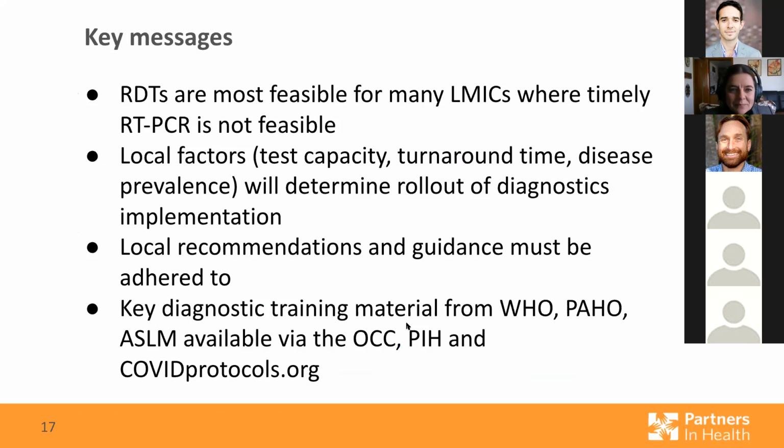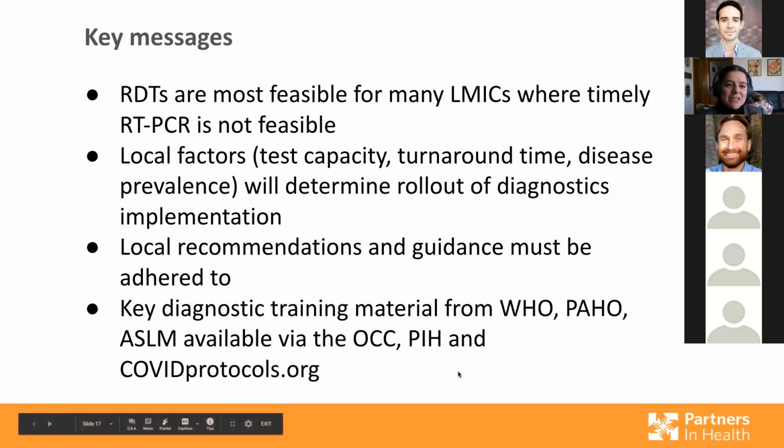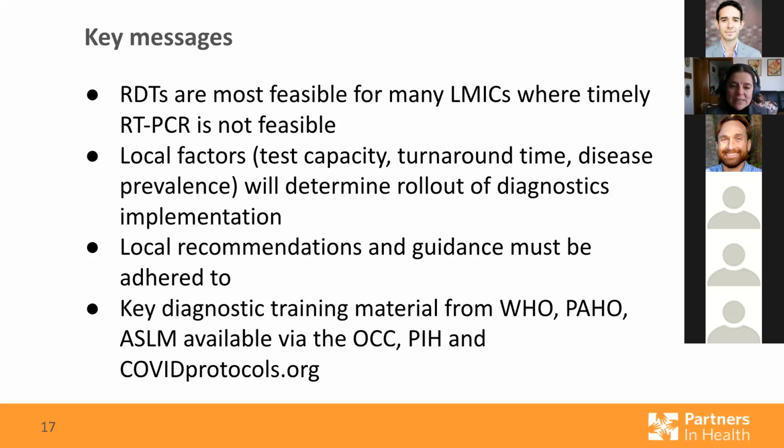Next. I think the key message that we want to give you with this presentation is that rapid antigen tests are more feasible for many low and middle income countries, especially in those places where RT-PCR is not feasible or takes a lot of time to get the result. You have to take into account local factors such as test capacity, turnaround time, and disease prevalence that will determine the rollout and implementation of this test. You have to follow the local recommendations and guidance from your corresponding Ministry of Health, and this is done through the national labs.